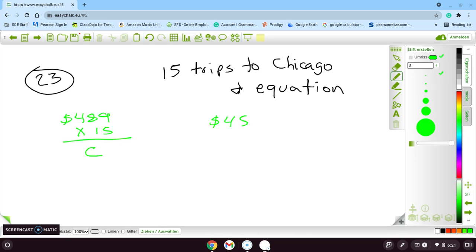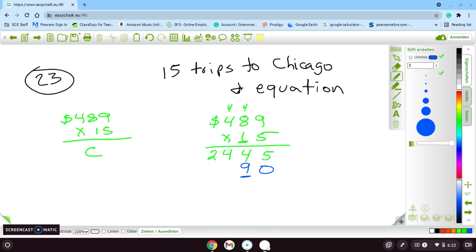So again, I'm going to write my 489 times my 15, and I'm going to multiply as normal. 5 times 9 is 45. Regroup my 4. 8 times 5 is 40, plus 4 is 44. Regroup my 4. 5 times 4 is 20, plus 4 is 24. I'm shifting over to my 1, so I need to shift over to my tens column here.